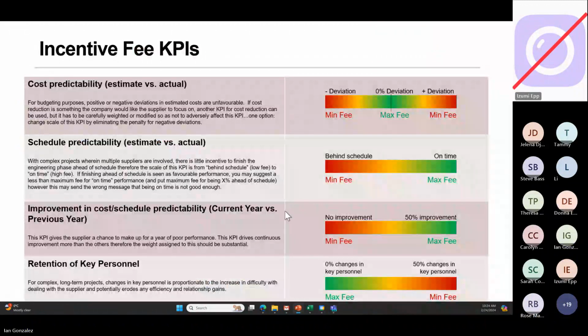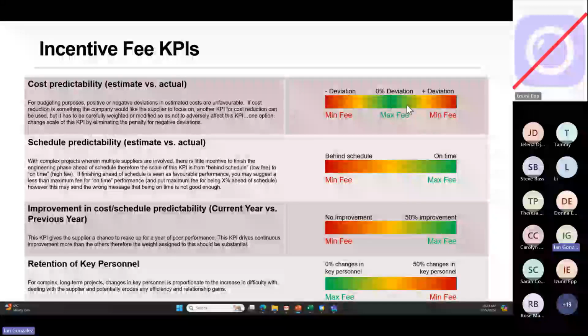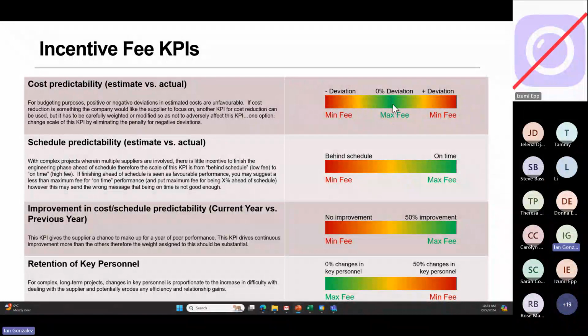Sorry. How about the improvement in the predictability? So the improvement of these metrics. Okay. So this is a KPI of, let's say, if it's cost predictability, what was your actual versus budget last year, and has there been a change this year? So you're measuring the change.